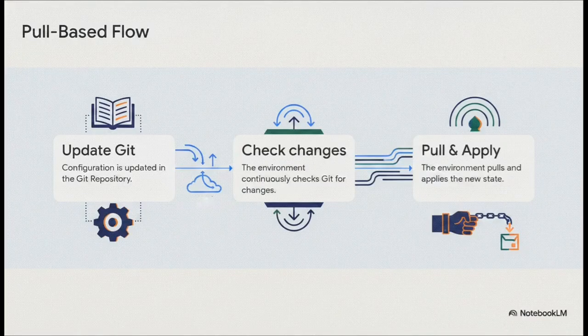In a pull-based setup, the communication flows the opposite way. You update your configuration in Git. Then your actual live environment continuously checks that repository, basically tapping it on the shoulder asking, "Hey, do you have a new version for me?" If there's an update, the environment reaches out, pulls the new state down, and applies it internally.